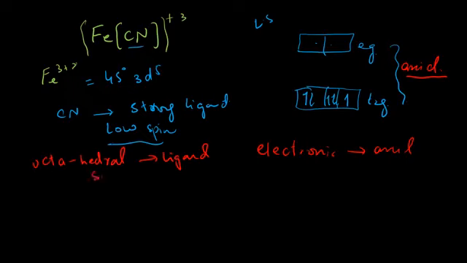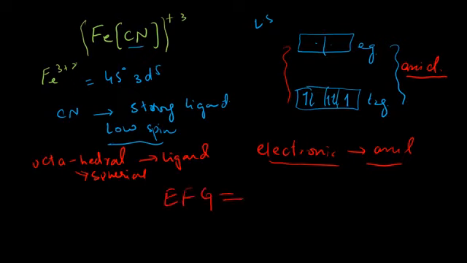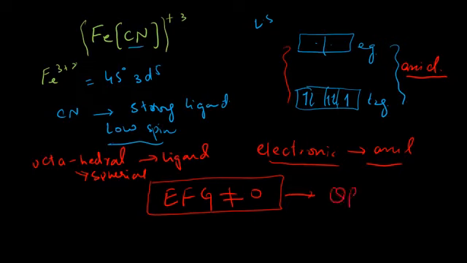So this is the ligand, it is the spherical. It is octahedral, meaning that it is spherical, but the electronic symmetry is the axial one because the electrons are not spherically or symmetrically filled. So in this case we say that the electric field gradient is not equal to 0. When the electric field gradient is not equal to 0, because both symmetries are not spherical, it means that here we can observe the quadrupole splitting.